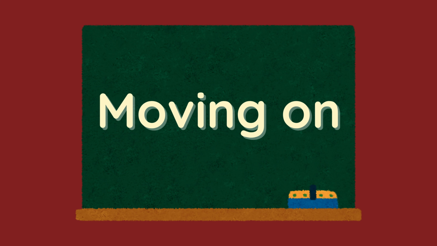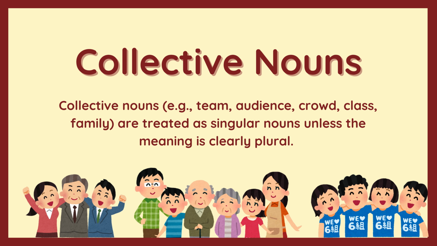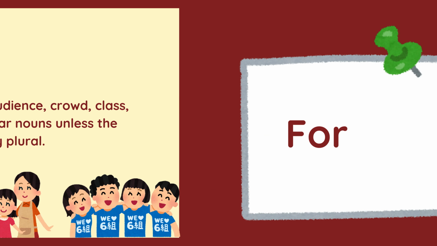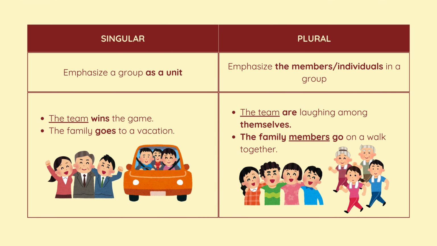Now, moving on, collective nouns, such as team, audience, crowd, class, and family, are treated as singular nouns unless the meaning is clearly plural. For example, a singular collective noun usually emphasizes a group as a unit, and a plural collective noun usually emphasizes the members or individuals in a group. Now, look at these examples.